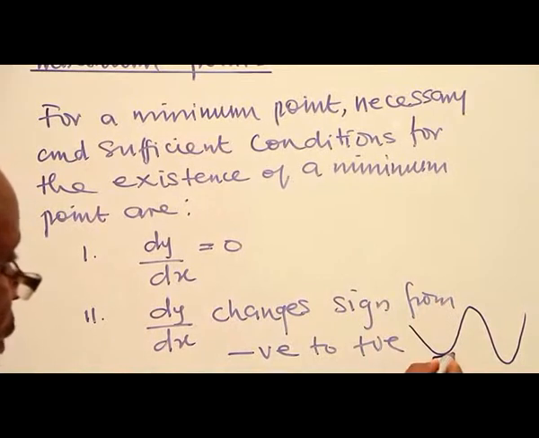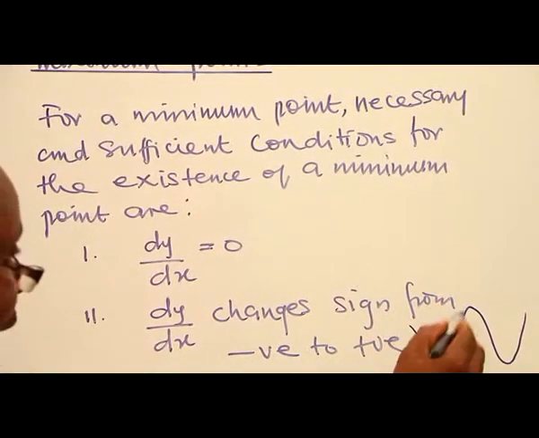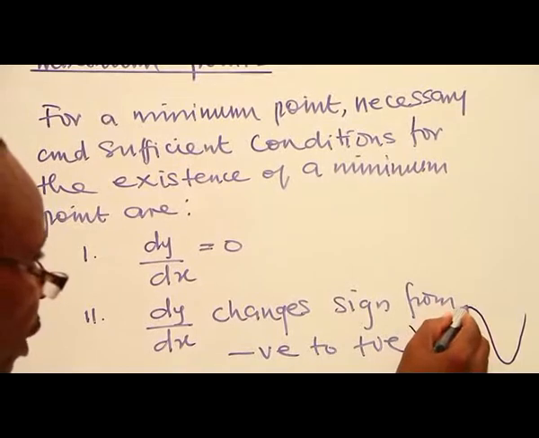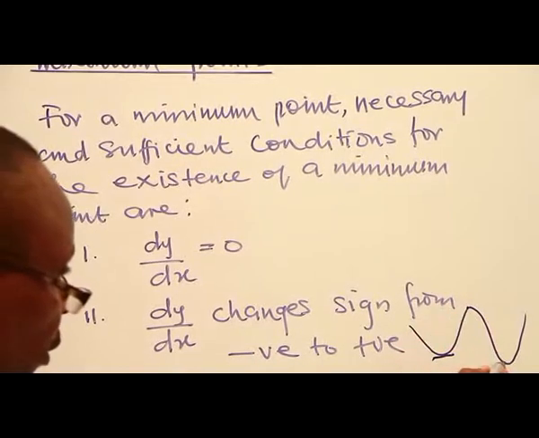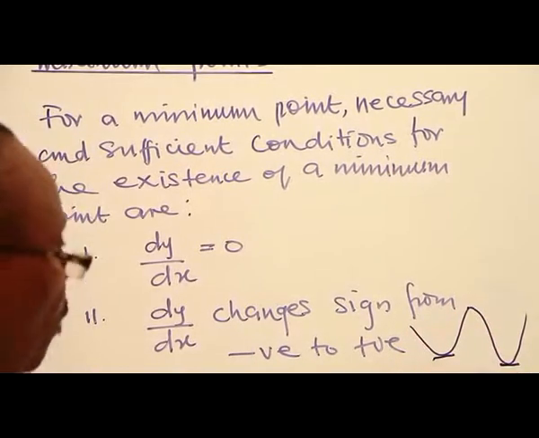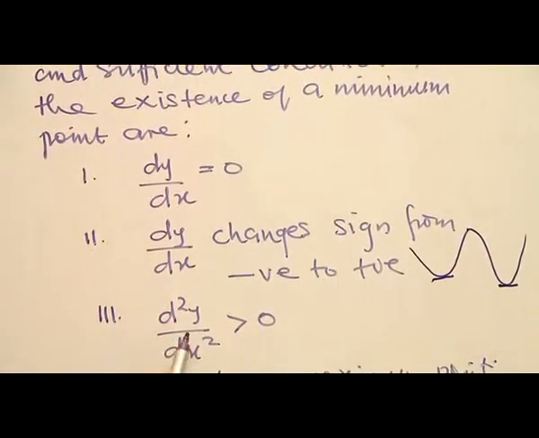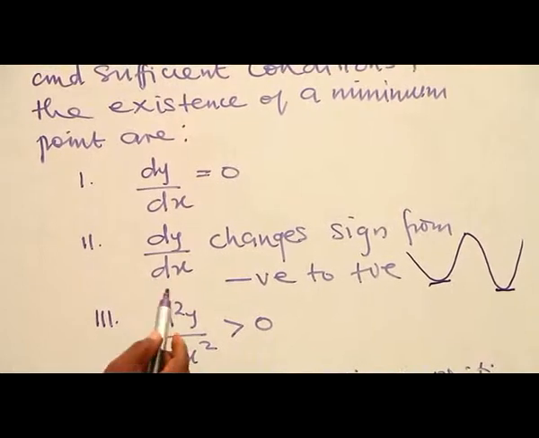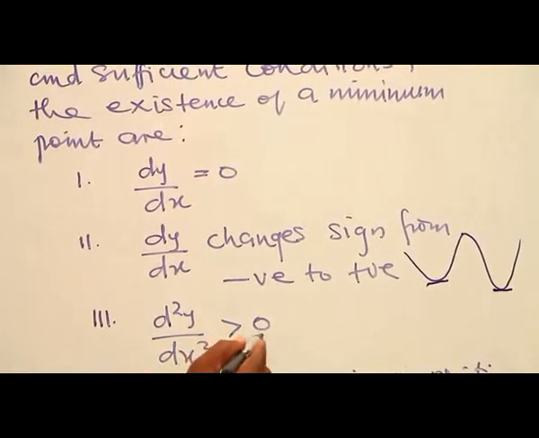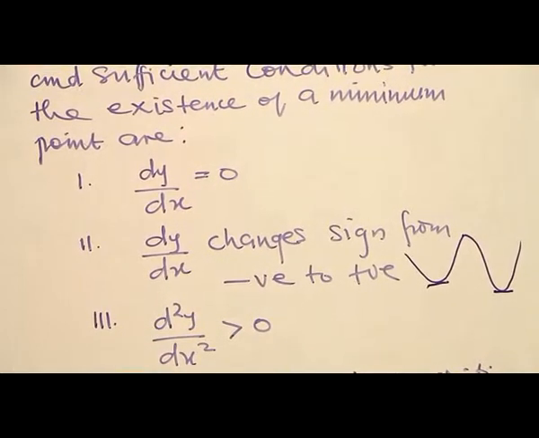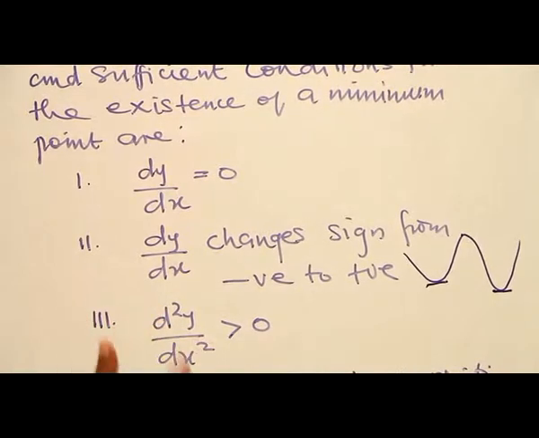So this is a minimum point. But if it rises and falls, this cannot be a minimum point. But if it falls and rises, this again is a minimum point. The third case is when the second derivative of the given function is greater than 0. In this case, at that point, you have a minimum point.